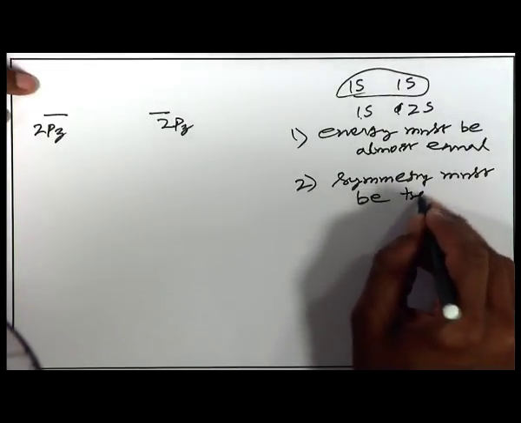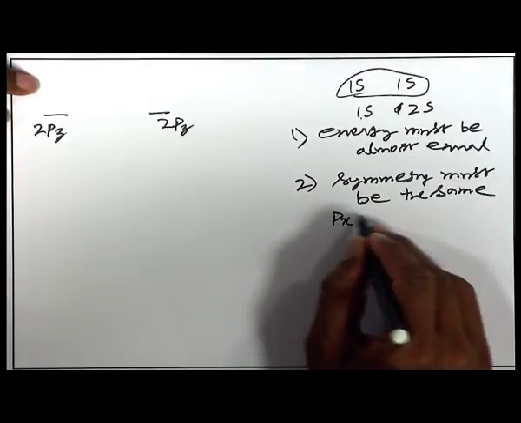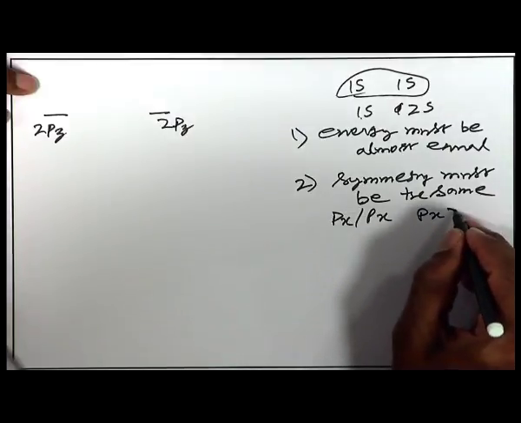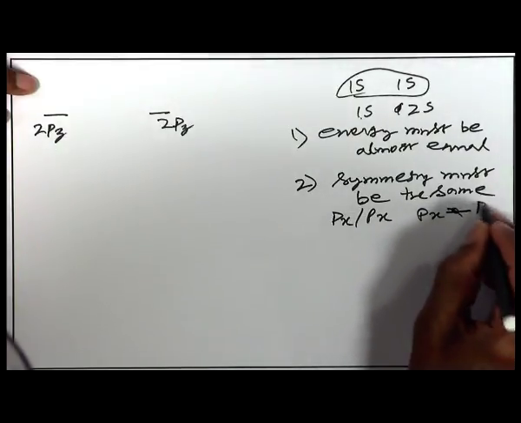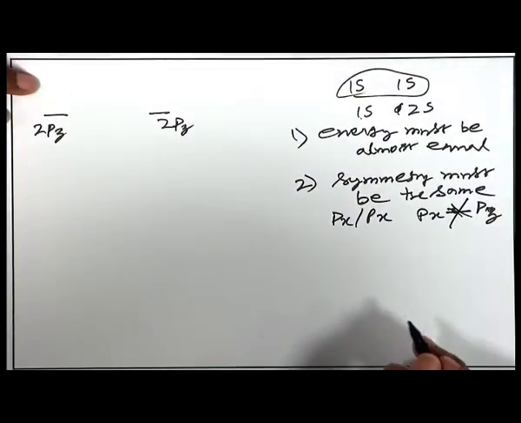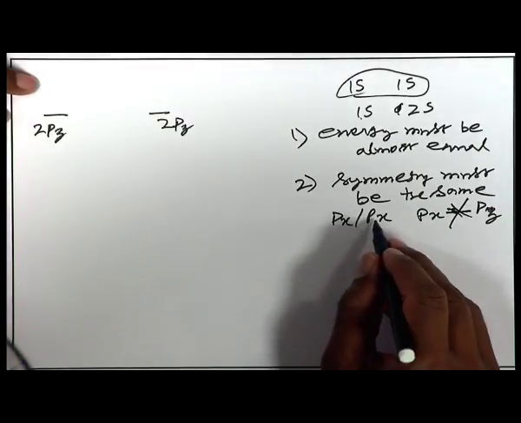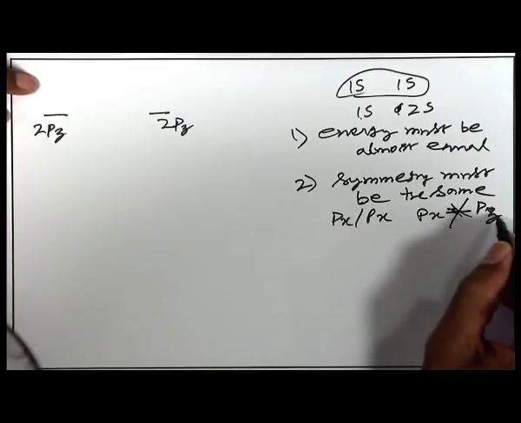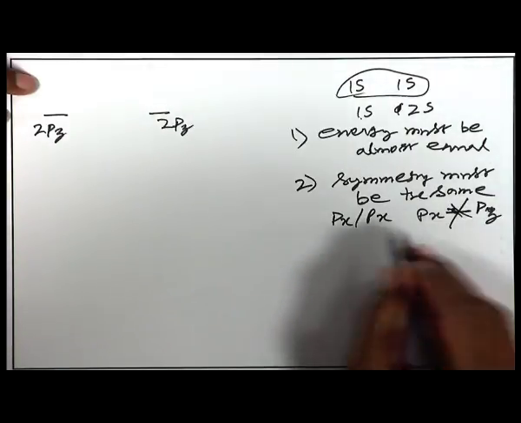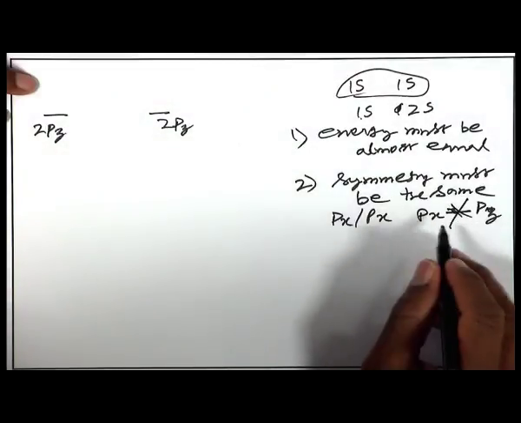Must be the same. For example, Px can combine with another Px. Px cannot combine with a Pz orbital, because the symmetry is different and they cannot overlap. Px is along the x axis, Pz is along the z axis. So they cannot combine. Symmetry must be the same for combination of atomic orbitals.